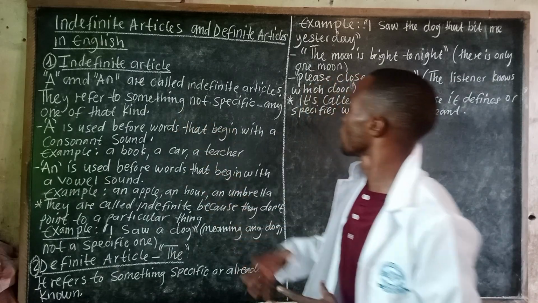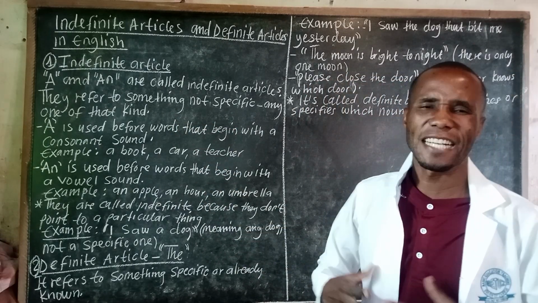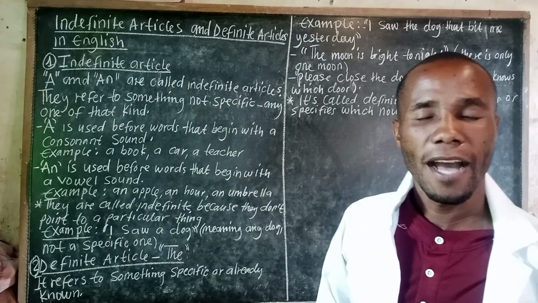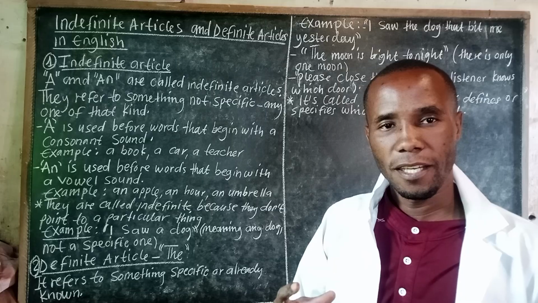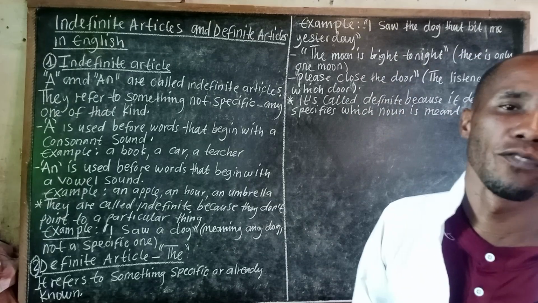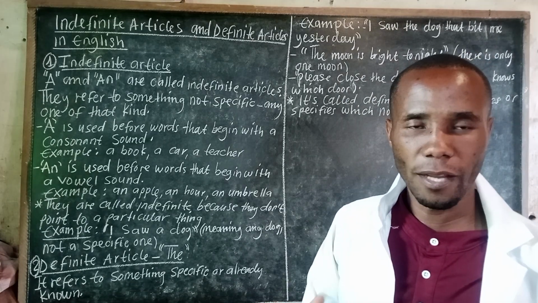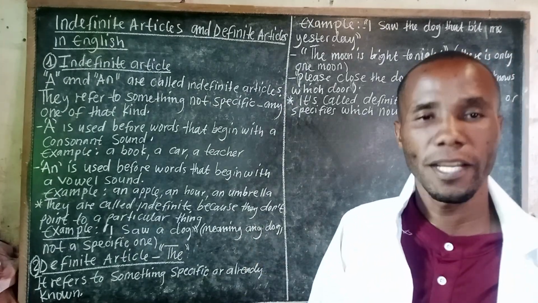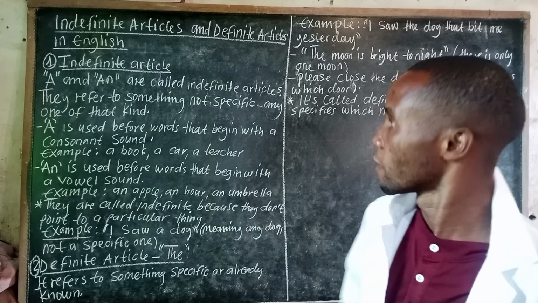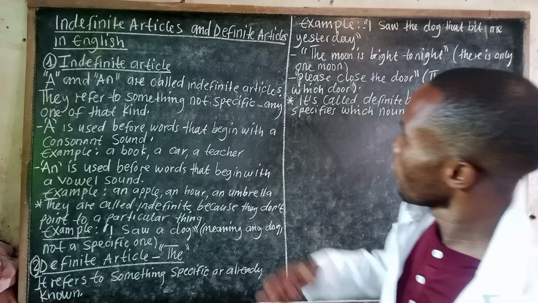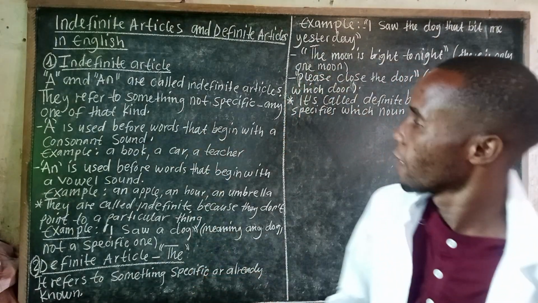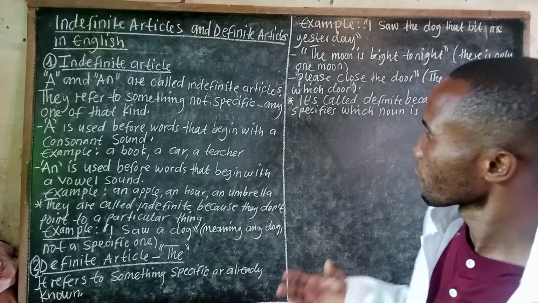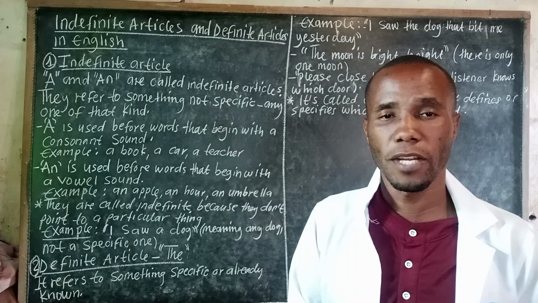They refer to something not specific, any one of that kind. So when we are talking about a and an, we are referring to something which is not specific. No wonder they are called indefinite. They are not specified. We are referring to words and sentences that are not specific. So a alone is used before words that begin with a consonant sound.